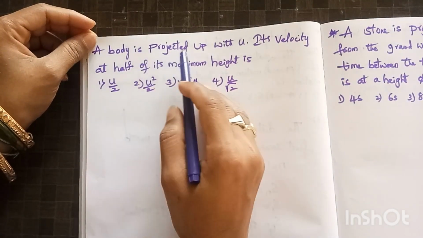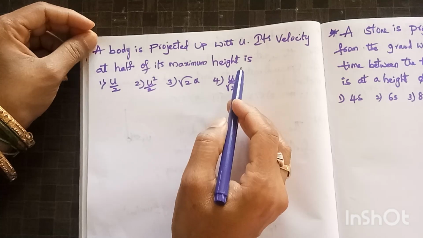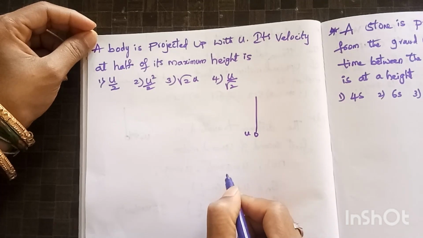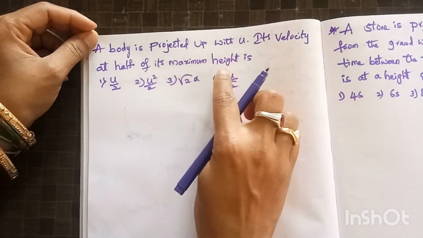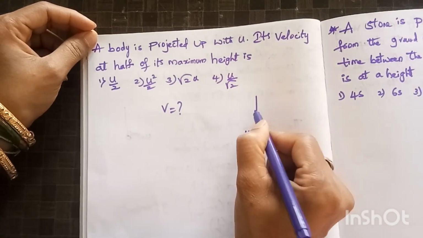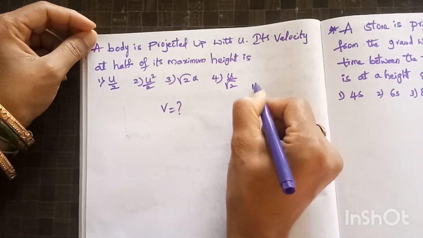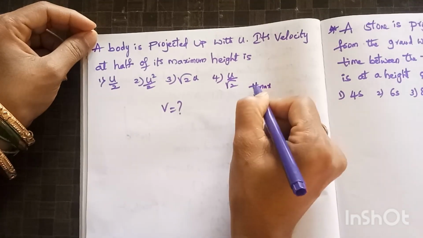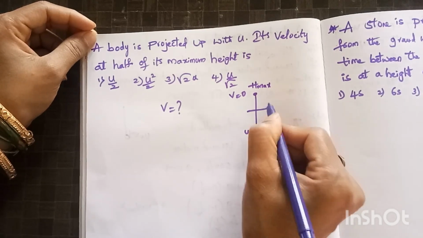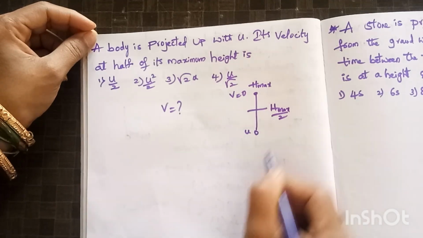Now, a body is projected up with velocity U. Its velocity at half of its maximum height is? They say to find the V value at half of its maximum height. Suppose this is the maximum height. At maximum height V equals 0. But they say to find the velocity at half maximum height.